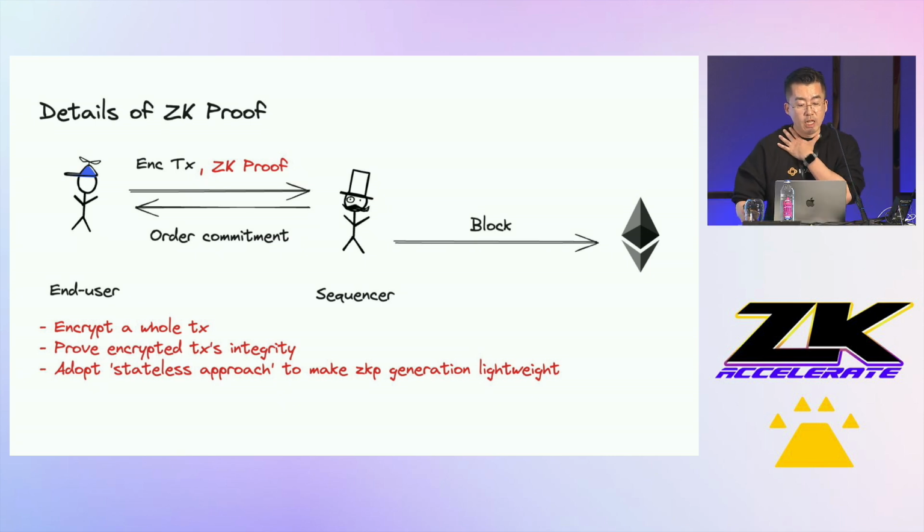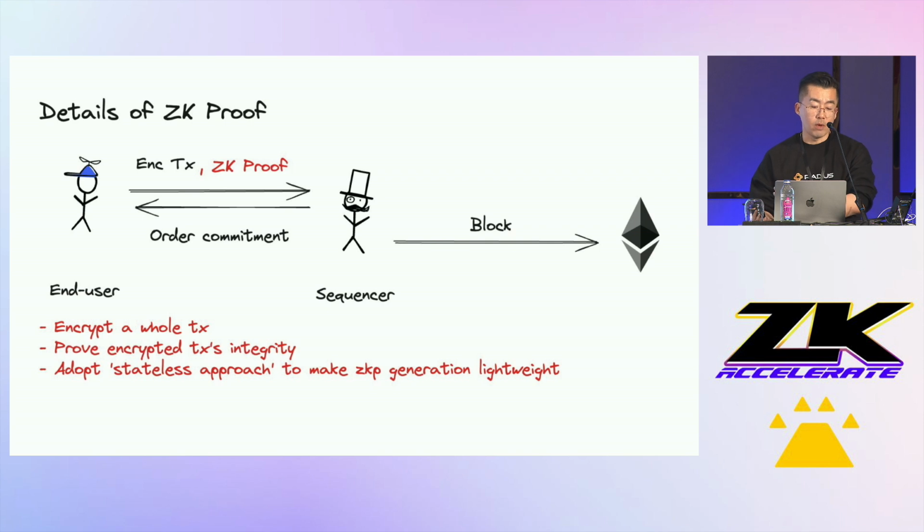Another thing is that right now we only prove with ZK that the encryption process is done correctly. It doesn't guarantee the transaction's integrity. So right now we are researching how to prove that the encrypted transaction has integrity, including the signature and nonce, and to prove that this sender has enough money to pay a gas fee. So we'd like to encrypt the whole transaction.